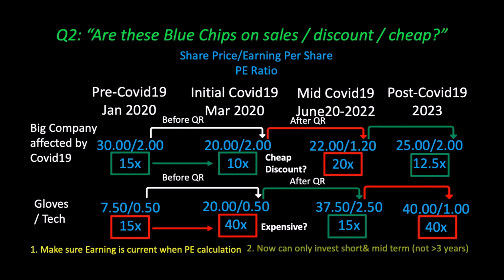Second, you can only invest short and mid-term, I mean less than 3 years. You can't really buy for 5 years because you can't see what happened post-COVID. People told me that they buy Top Glove, Kossan for the long term, 10 years like that. They're not aware that actually after 3 years it might be different already.